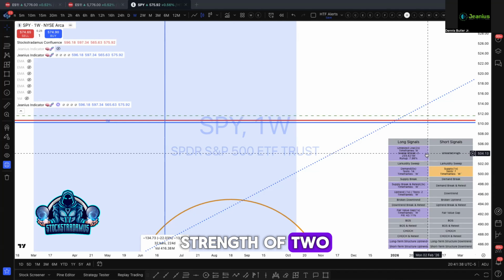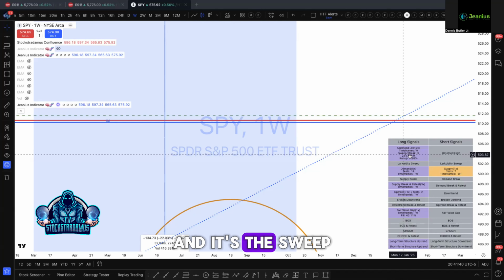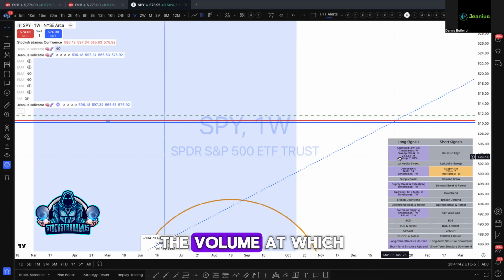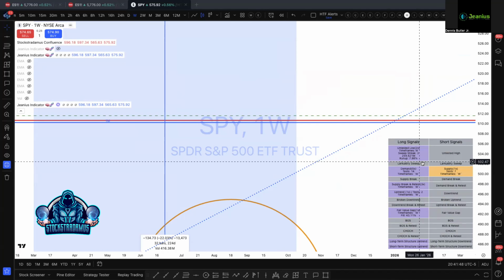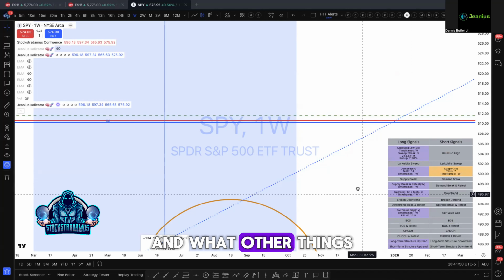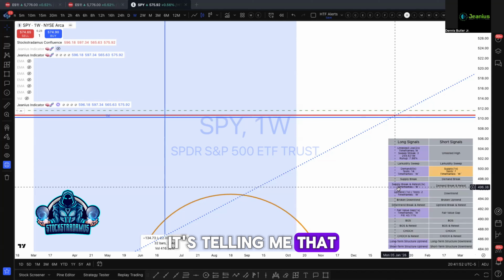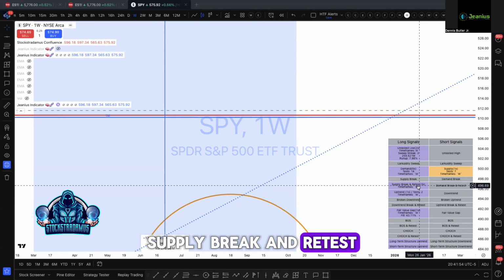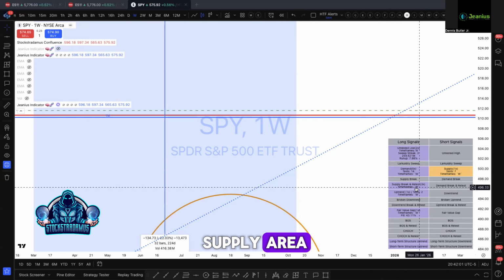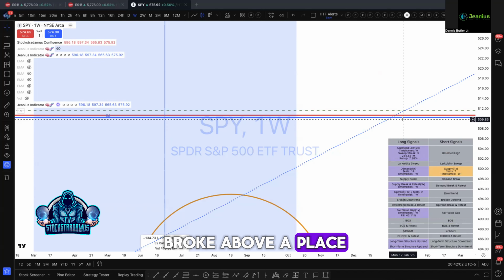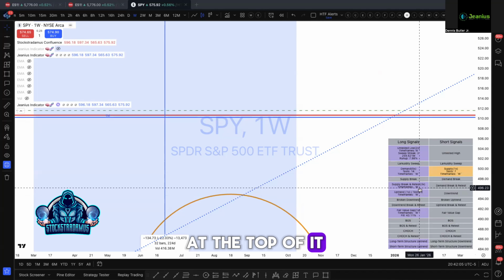It has a strength of 2, and it's the sweep streak with 3. The volume at which it swept was 254 million, 0.621. And what other things does it have? It's telling me that we have a supply break and retest, meaning that it broke a supply area and it's retesting that supply area. That means that it broke above a place and it's retesting at the top of it.